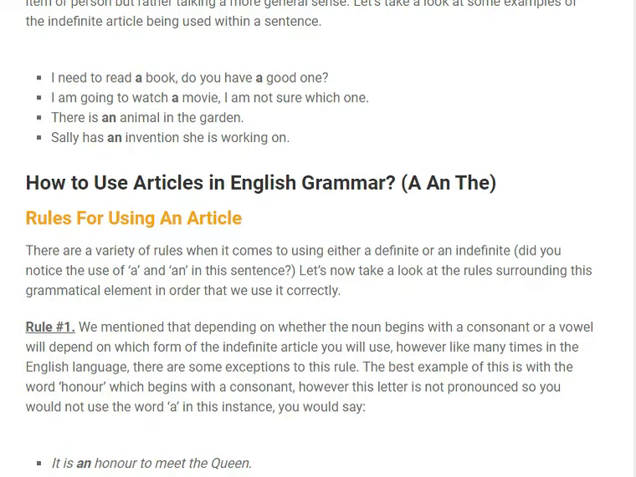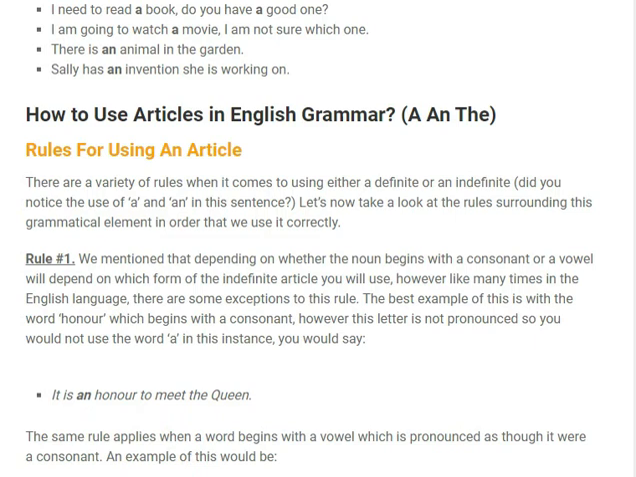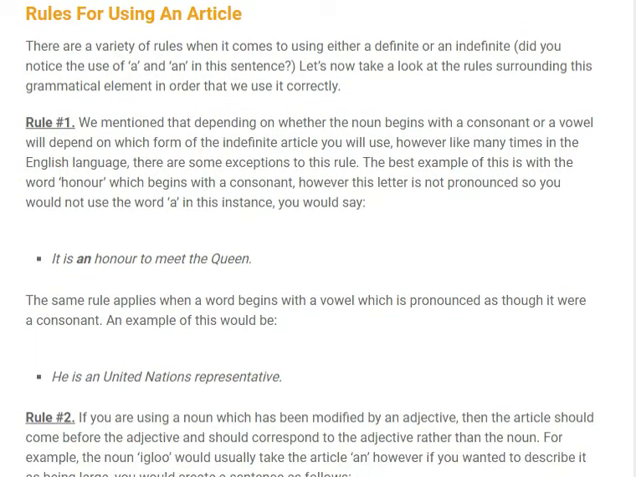So, how to use articles in English grammar? There are some rules, of course, for using articles. There are a variety of rules when it comes to using either a definite or an indefinite. Did you notice the use of a and an in the sentence? Let's now take a look at the rules surrounding this grammatical element in order that we use it correctly, of course. So we have rule number 1.